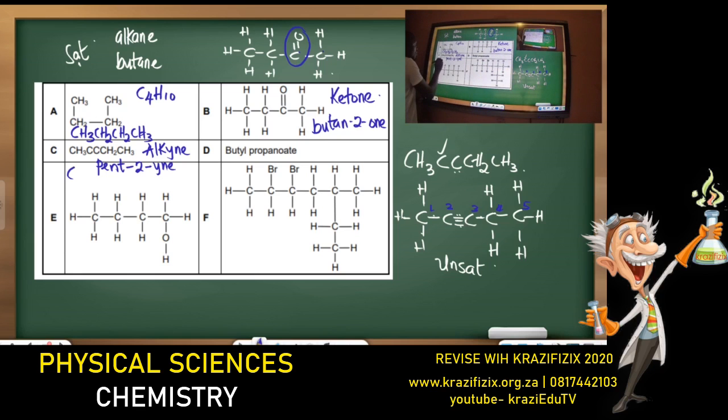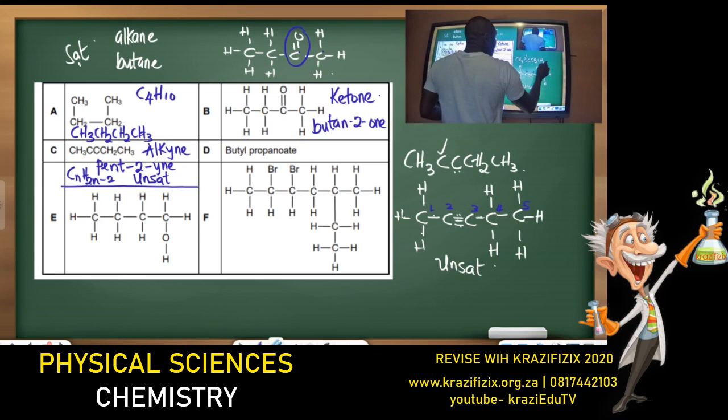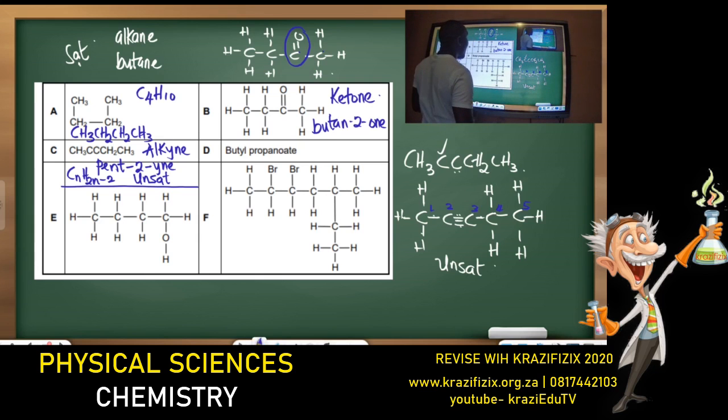And what's the general formula? I'm borrowing space from E: CnH2n minus 2. Unsaturated, by the way. What about D? I'm going to clean this. D is butyl propanoate. That is an ester, and it's formed from butanol and propanoic acid. The process is esterification.